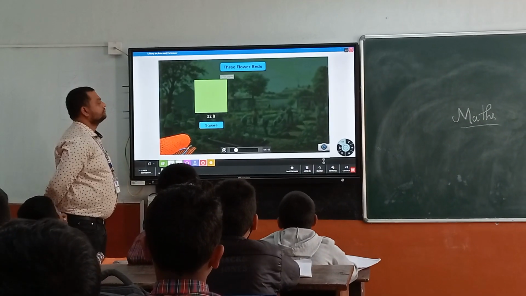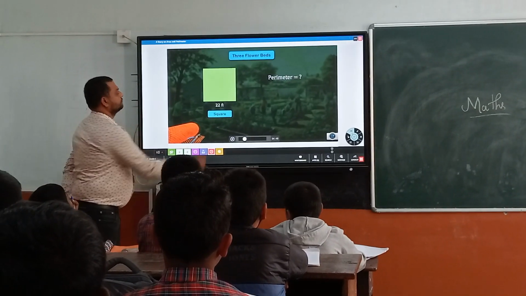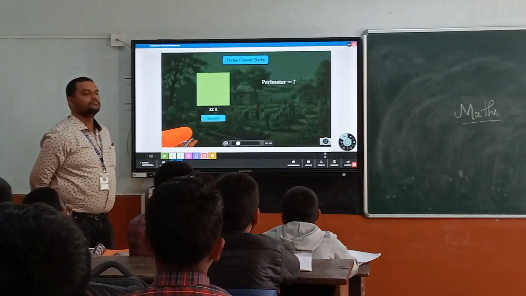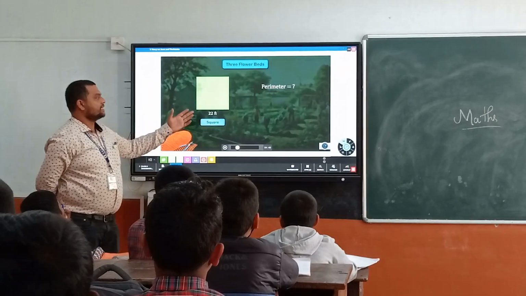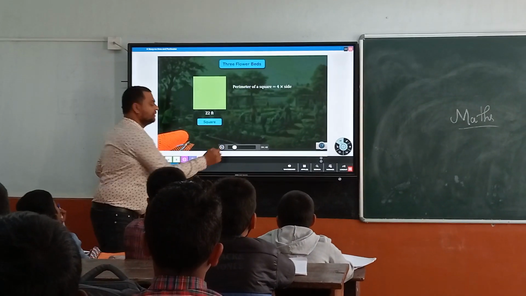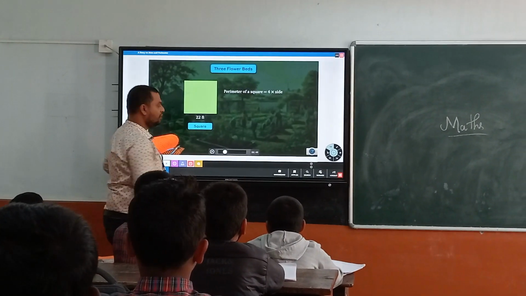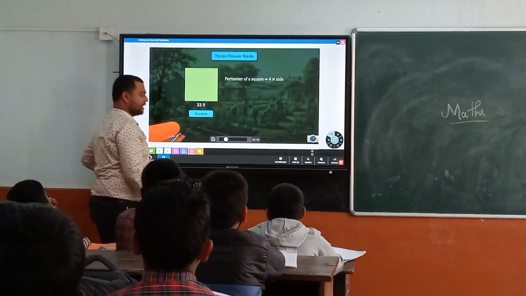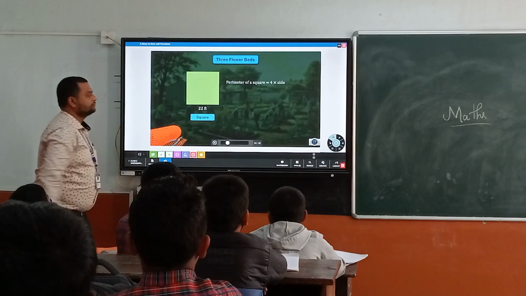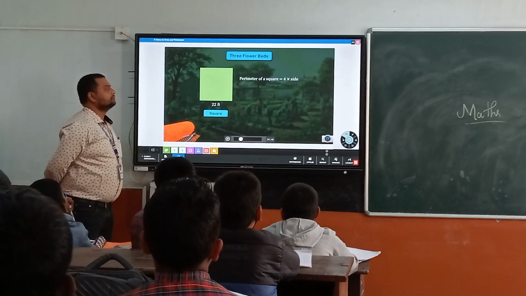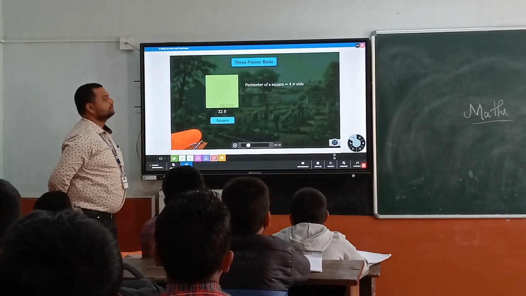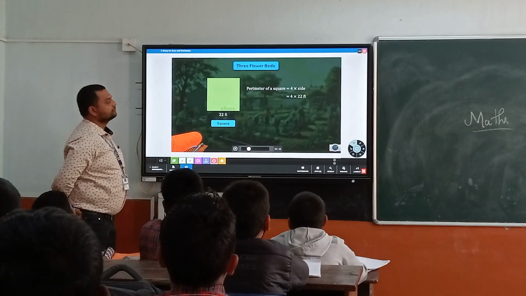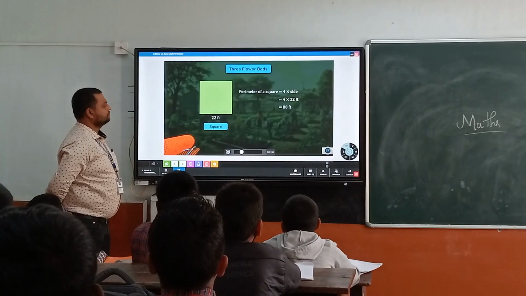Do you remember the formula to calculate the perimeter of a square? What is the formula? The perimeter of a square is 4 times the side, the sum of all sides. How many sides does it contain? 4 sides. So 4 times the length of its side. Thus, the perimeter of this square-shaped bed is 4 times 22, that is 88 feet.